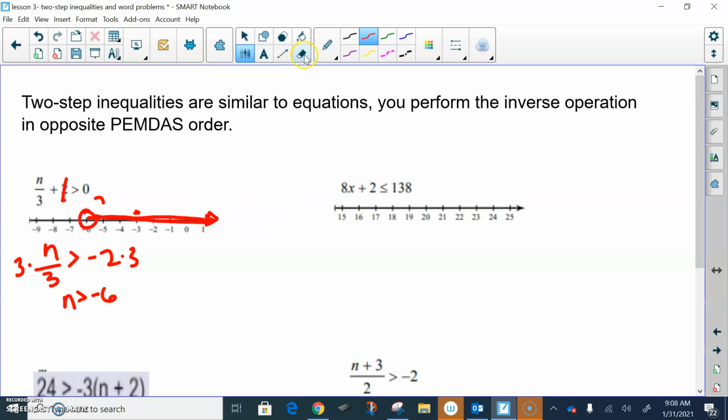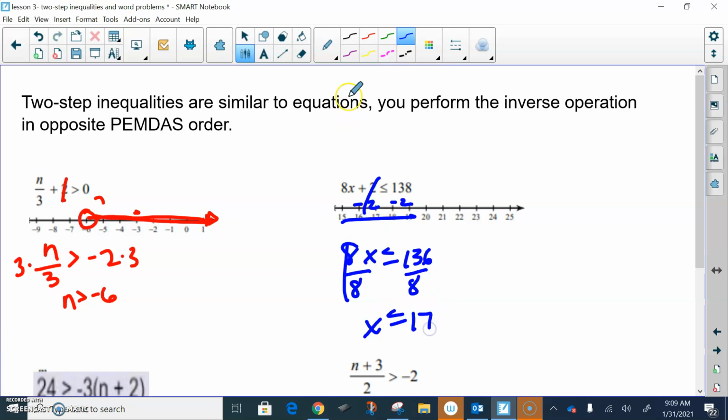All right, here we go again. We've got to get rid of that plus 2 by subtracting 2 from each side. So we get 8x is less than or equal to 136. We're going to get rid of that multiplication by dividing. And 136 divided by 8 is 17. So we get x is less than or equal to 17.